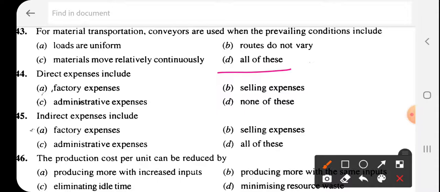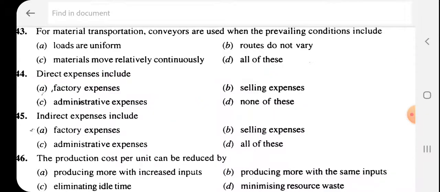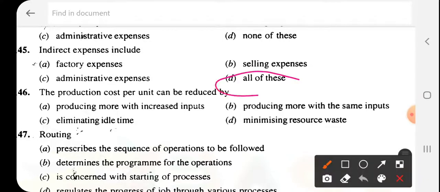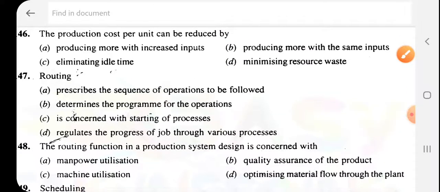Direct expenses include none of the above. 144 is A. Factory expenses, selling expenses, and administrative expenses will not be considered. Direct expenses mean material cost, direct material, employee salary; these all come under direct expenses. Indirect expenses, now these all come under the indirect expenses. Okay, 145 is D.